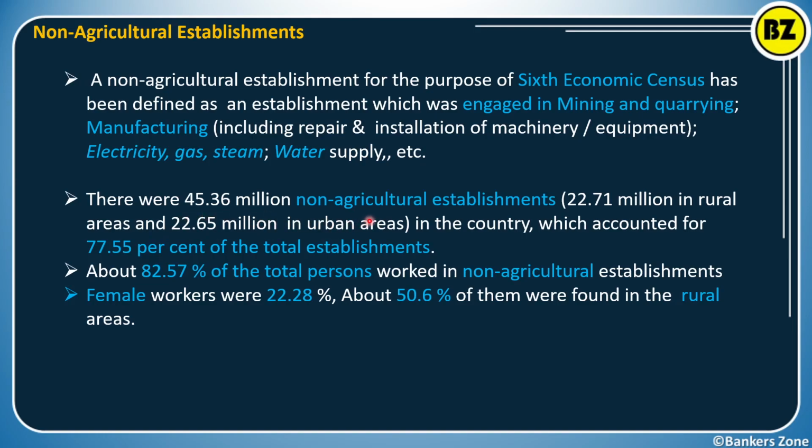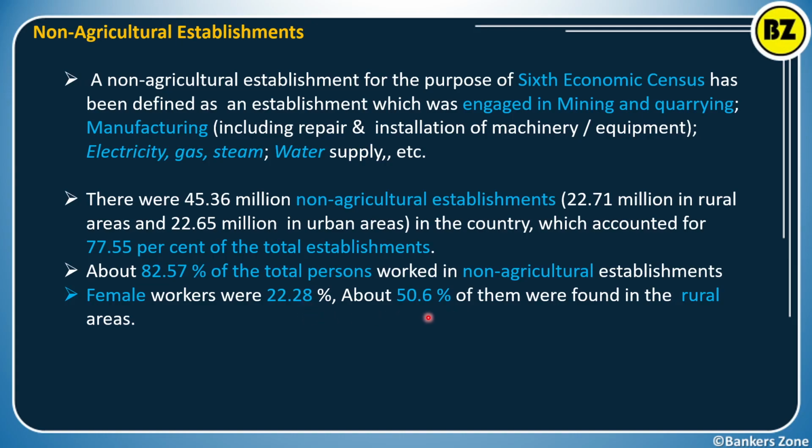45.36 million non-agriculture establishments, say 22.7% in the rural and 22.6% in the urban area in the country, which accounted for the 77.5% of the total establishments. Okay, so these are the figures, just go through it. About 82.57% of total persons worked in the non-agriculture establishments. So this is important. Okay, so 82.57% of total persons in the country are employed in the non-agricultural establishments.